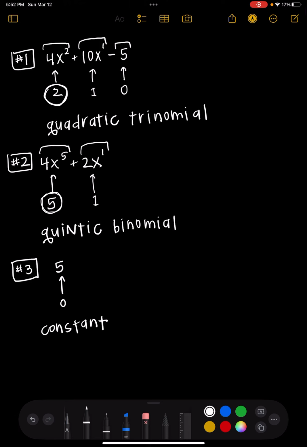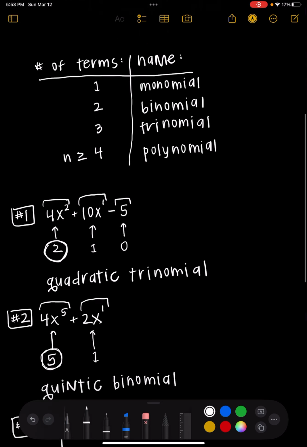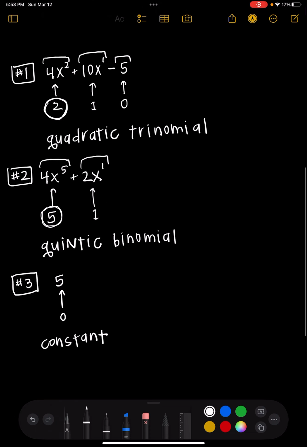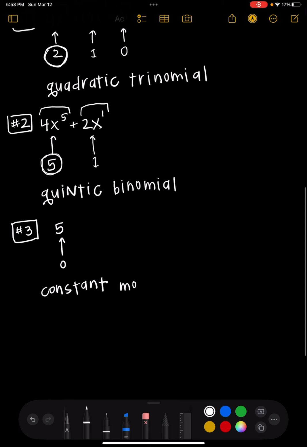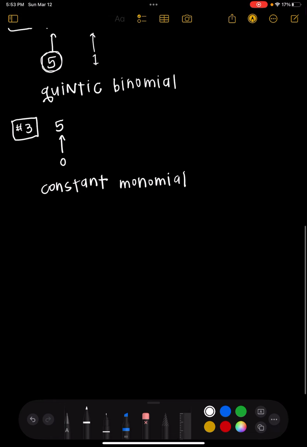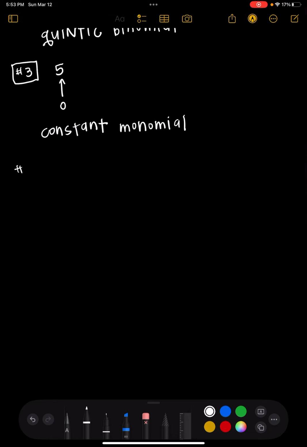And because I only have one number, that means I only have one term. When I look at the number of terms table, it's right here. It's only one term, which is considered a monomial. So in this case, my final answer is constant monomial. All right. Okay, one more example.